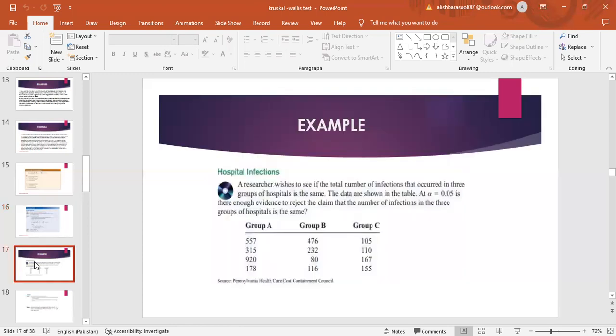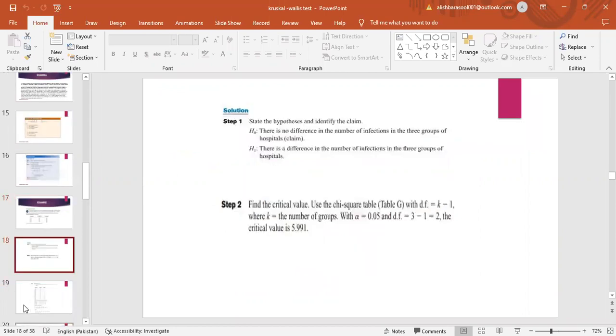There's an example given. A researcher wishes to see if the total number of infections that occurred in 3 groups of hospitals is the same. The data are shown in the table. At alpha 0.05, is there enough evidence to reject the claim that the number of infections in 3 groups of hospitals is the same? Group A, Group B, and Group C. The data is given as follows.